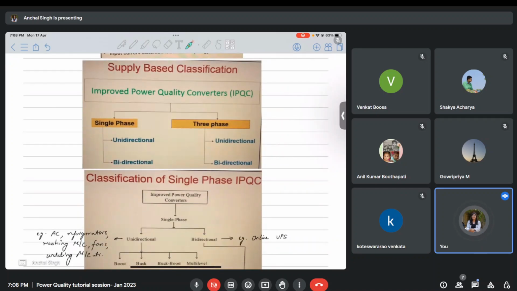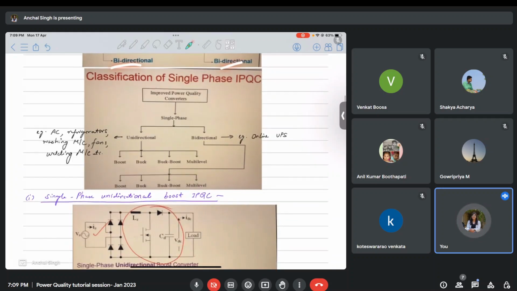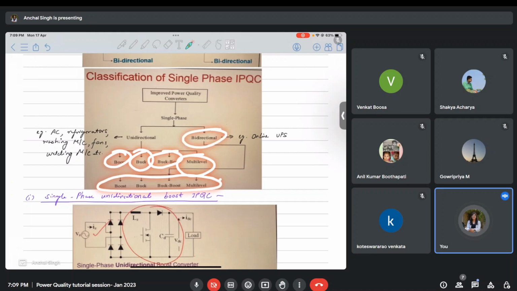Then we talked about supply system based classification. It could be done on the basis of single phase or three phase. And then there is the category of unidirectional or bidirectional. If you talk about the classification of single phase IPQC, it again has unidirectional or bidirectional. The unidirectional will have boost, buck boost and multi-level, and these four classifications will again be present in bidirectional.